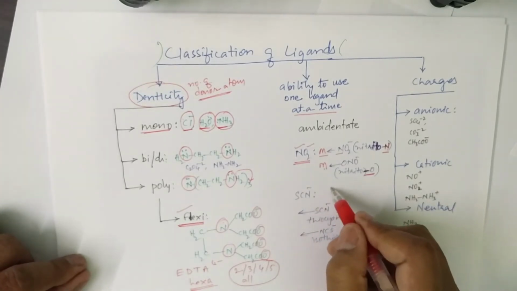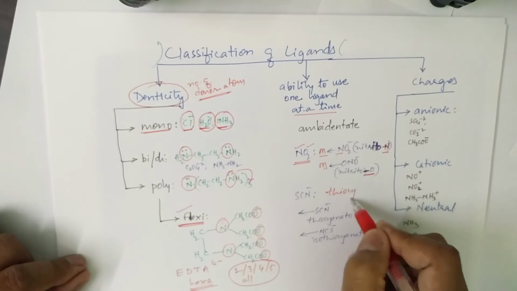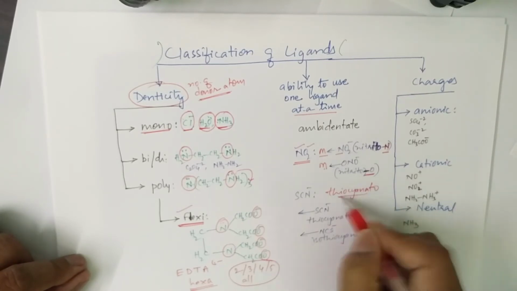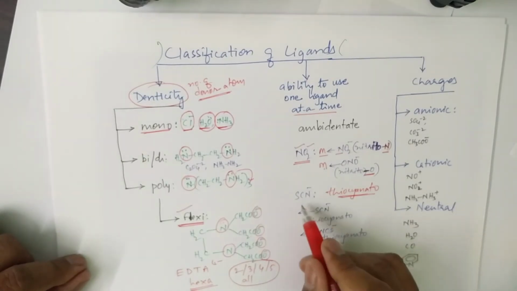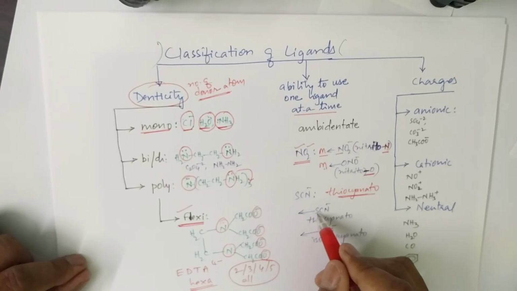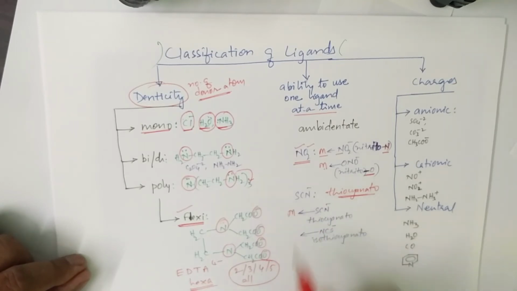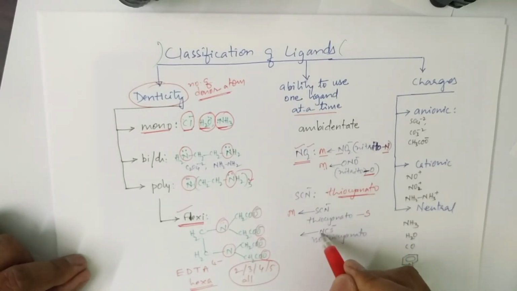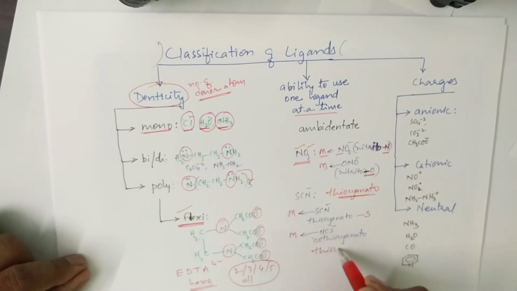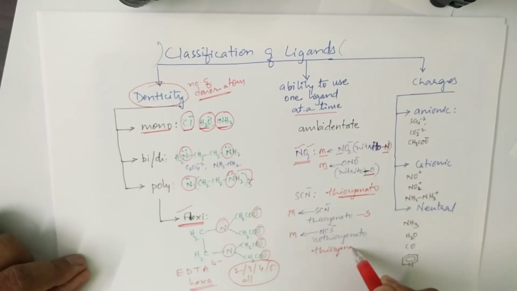Similarly, we have thiocyanato as an ambidentate ligand. For example, if SCN utilizes S as a donor atom to form a bond with metal, then it's called thiocyanato-S. Or if it utilizes the N donor atom for bonding with metal, then instead of isothiocyanate, we can even call it thiocyanato-N.